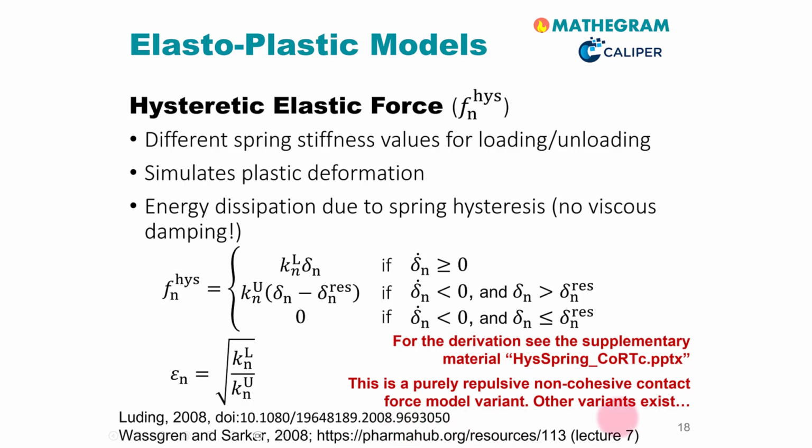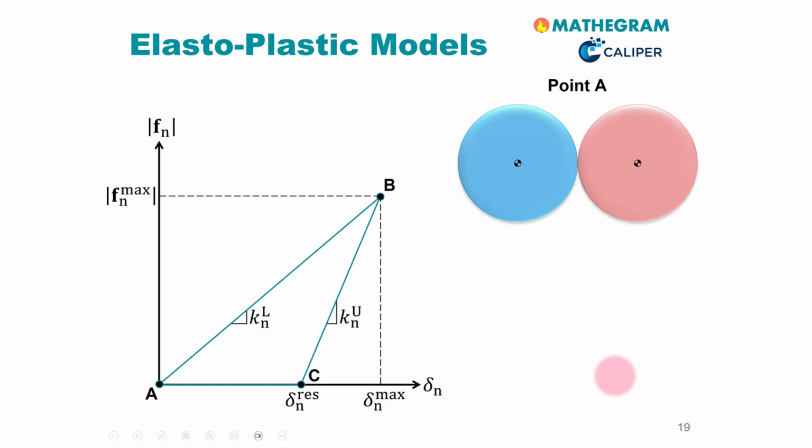Having now said enough and having looked enough at equations, let us now have a look at a graphical illustration of this specific type of elastoplastic force closure. Here you see a plot of the normal contact force, the magnitude of that force, versus the normal overlap. Let us first assume that the two particles are about to contact at point A here.